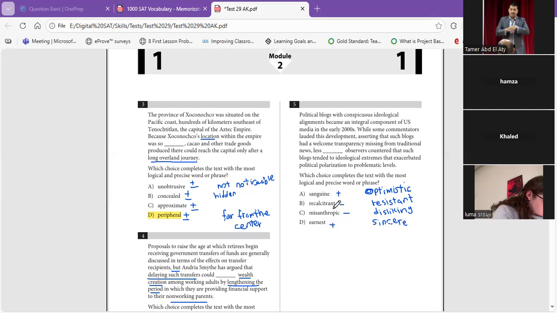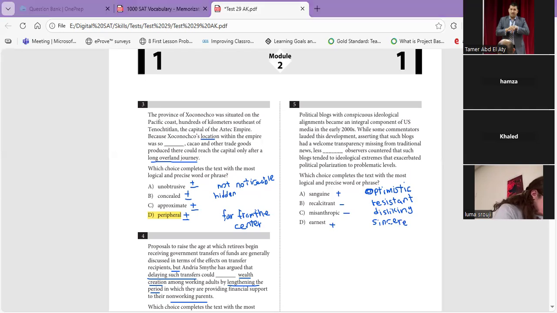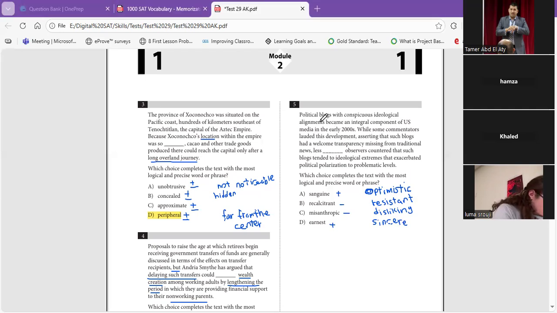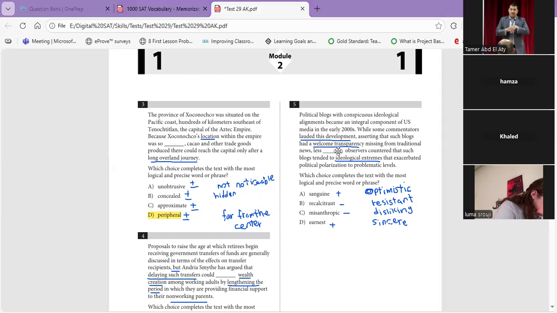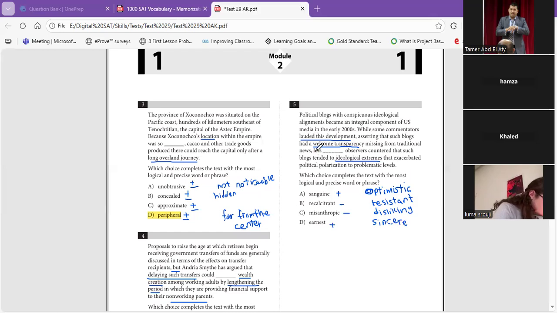So let's find out, because we have two positive and two negative for number 5. He said political blogs with conspicuous ideological alignments became an integral component of US media in the early 20s. While some commentators lauded this development, asserting that such blogs had a welcome transparency, all of them positive, missing from traditional news, less observers countered that such blogs tend to ideological extremes. He said less of those people. So I need the opposite, but take care. Less here, it's negative.